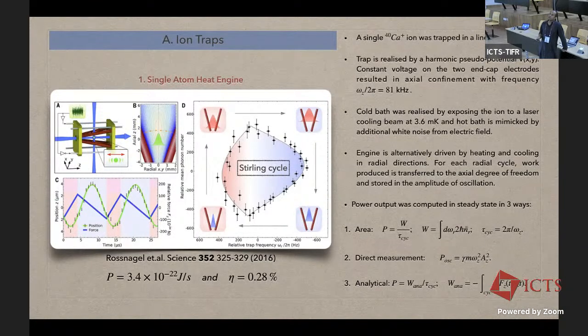Then what you do is couple it with the hot bath. So then what happens? It's broadened. The red one gets broadened. Then you make a weaker confinement so that the ion moves along the z direction. So this is the work in the system, and then again you cool down with the cold bath.